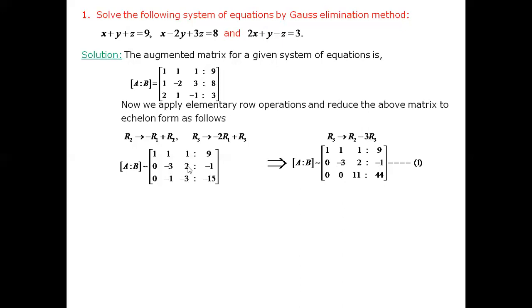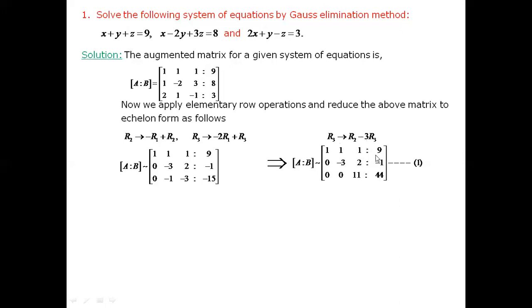R2 is 2 minus 3 into minus 3 plus 9. So it is 2 plus 9, it becomes 11. And this is minus 1 minus 15 into minus 3. So minus 15 into minus 3 is plus 45. 45 minus 1 is 44. Right? So if you apply this transformation, this is the matrix we get.